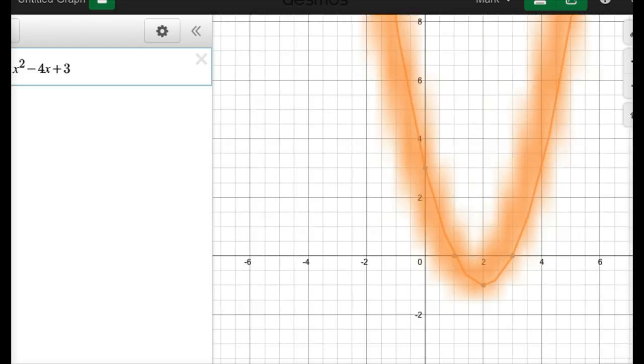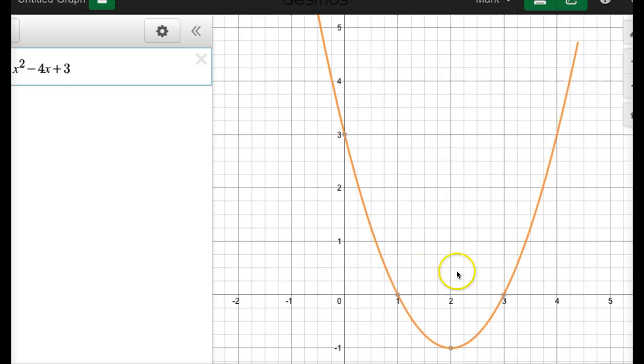Now, watch this. We graphed it. Take your cursor and put it right on the parabola. Did it cross the x-axis at 1 and 3? Yeah. Is the vertex at 2, -1? Probably. Is the y-intercept 3? Yes. All the stuff that we did mathematically.